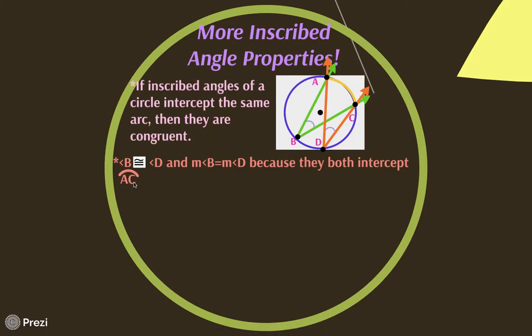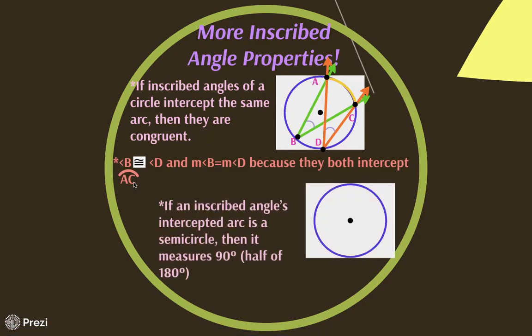Pretty cool, right? All right, and our second additional inscribed angle property is when we have a semicircle. So, if an inscribed angle's intercepted arc is a semicircle, then it measures 90 degrees. So, let's talk about why. This diameter will break up the circle into two half circles, which are called semicircles.